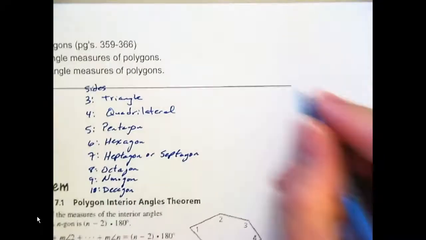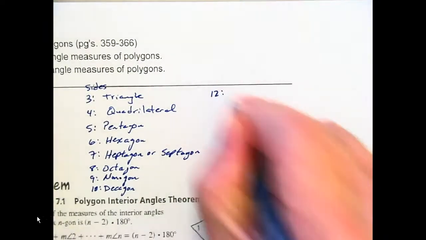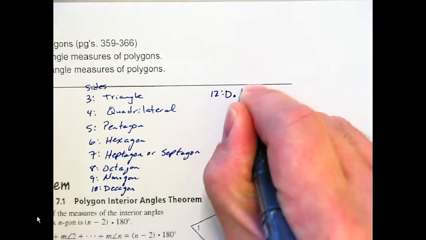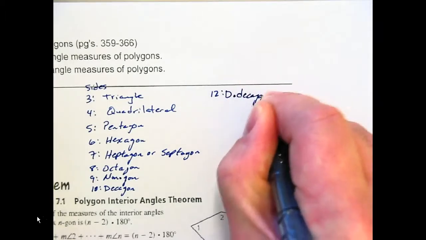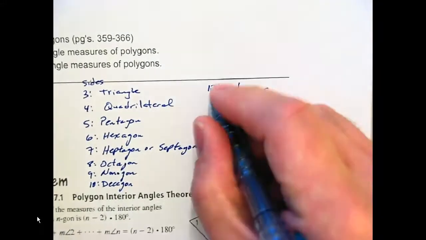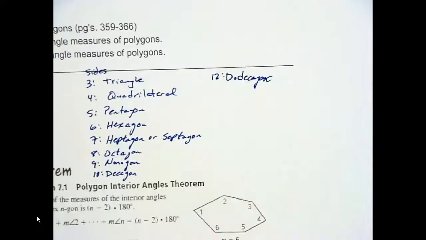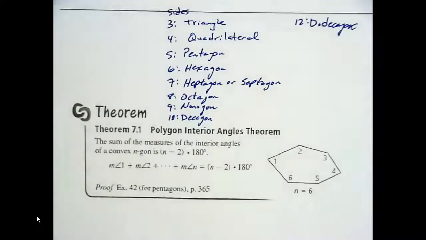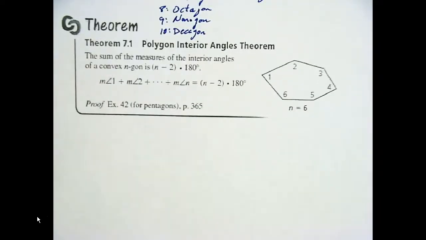I'll write it over here. We're not going to do 11, but 12 is dodecagon. Dodecagon. I quite honestly cannot remember 11. I always have to look it up. Okay? You should look it up. Yeah, you should. Okay, theorem 7.1.